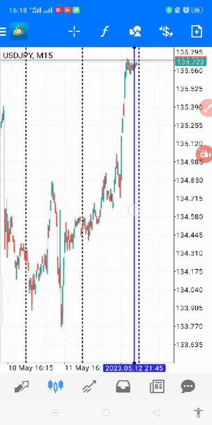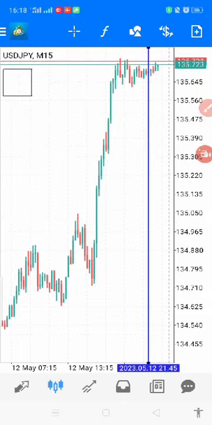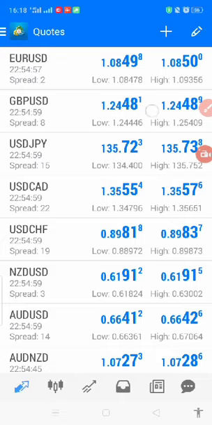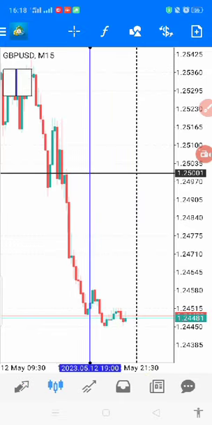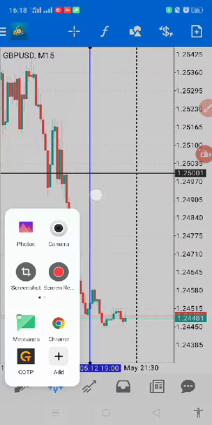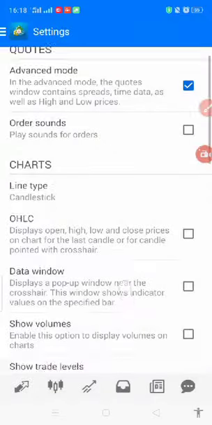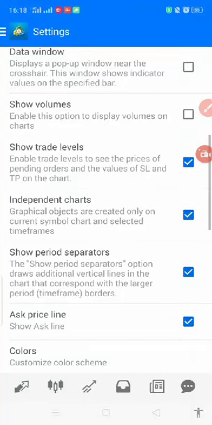If I shift it to this end, look at where it is right now, just at the end of the last set of candles. If I go to the GBP USD, I'll still see it there, just at the end. So the independent chart option tells you whether the object you placed on a particular chart should be visible on all other charts. So that's what that does for you. We don't want it on all other charts, so we just want it on the single chart.